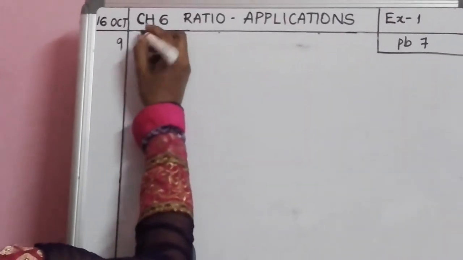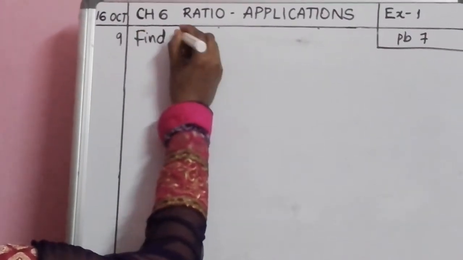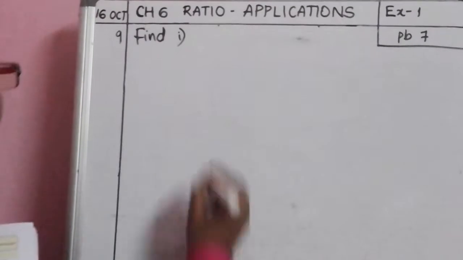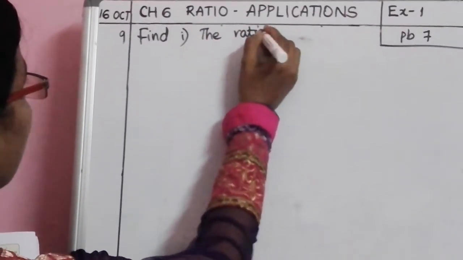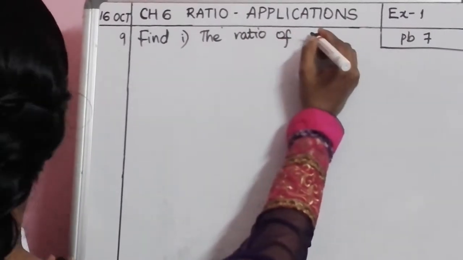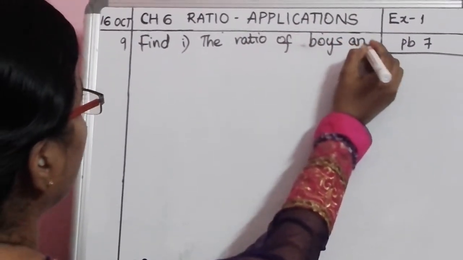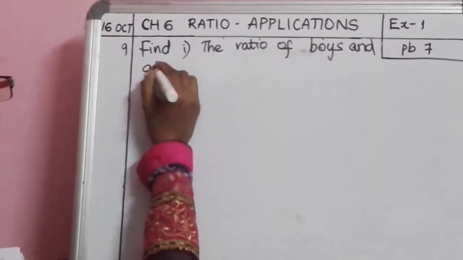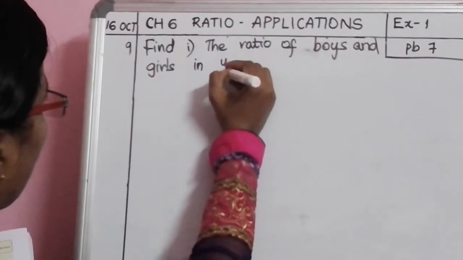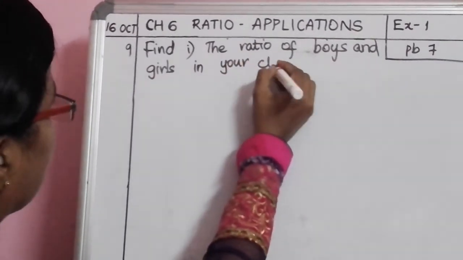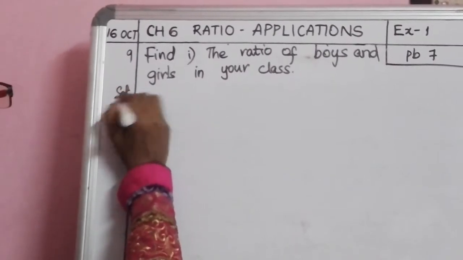Write along with me. Find, in this there are 3 bits. The first bit is the ratio of boys and girls in your class. So bit by bit we will do. Let us solve this here.